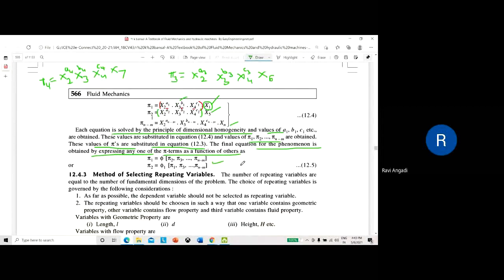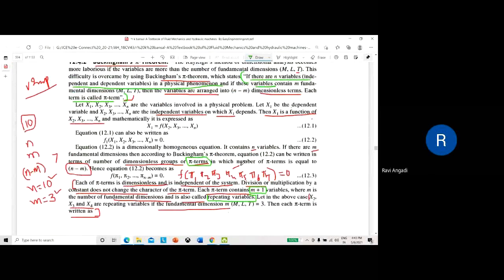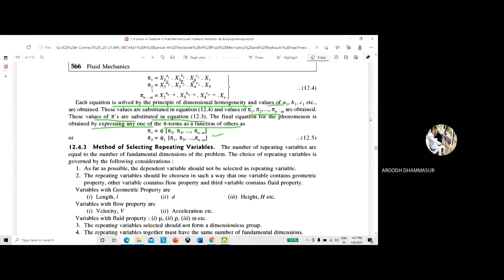Is it clear? Are you writing? Shall I go to the next one, or you want me to wait? Sir, wait, sir. Is it clearly visible? Yes, sir. Just you can zoom it in your mobile. It can be visible. Okay. Is it over? Yes, sir. Okay.